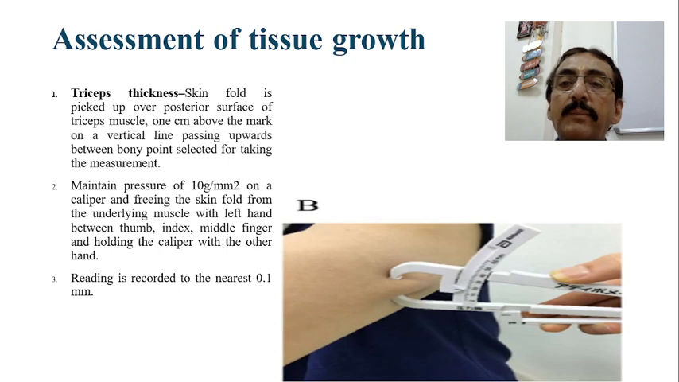The skin fold is picked up over the posterior surface of the triceps muscle, 1 centimeter above the mark, on a vertical line passing upwards between the bony points selected for taking the measurement. Maintain a pressure of 10 grams per mm square on a caliper, which means tissue growth should be assessed using a caliper, freeing the skin fold from the underlying muscle with the left hand between the thumb, index and middle finger, and holding the caliper with the other hand. The reading is recorded to the nearest 0.1 mm as shown in the picture. This will help in the assessment of growth, especially the muscle thickness.